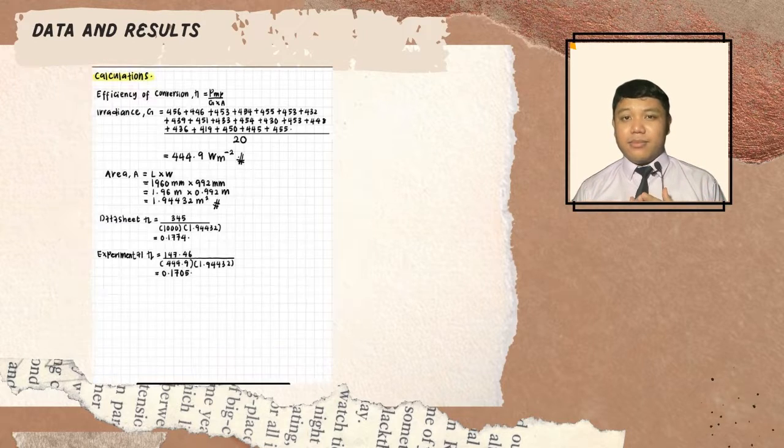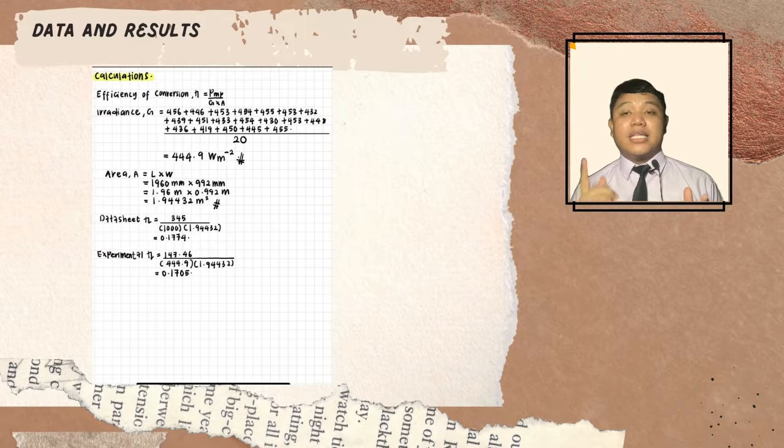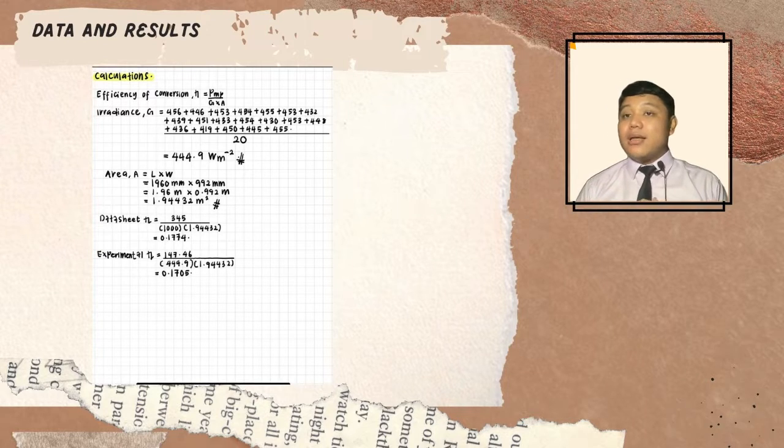This is the formula to find the efficiency of conversion. For irradiance, we sum up all the values of irradiance from the experimental data and then divide it by 20. This will get the value of the midpoint. For area, we multiply the length by the width, and lastly we will get the efficiency of conversion for the datasheet and experiment.